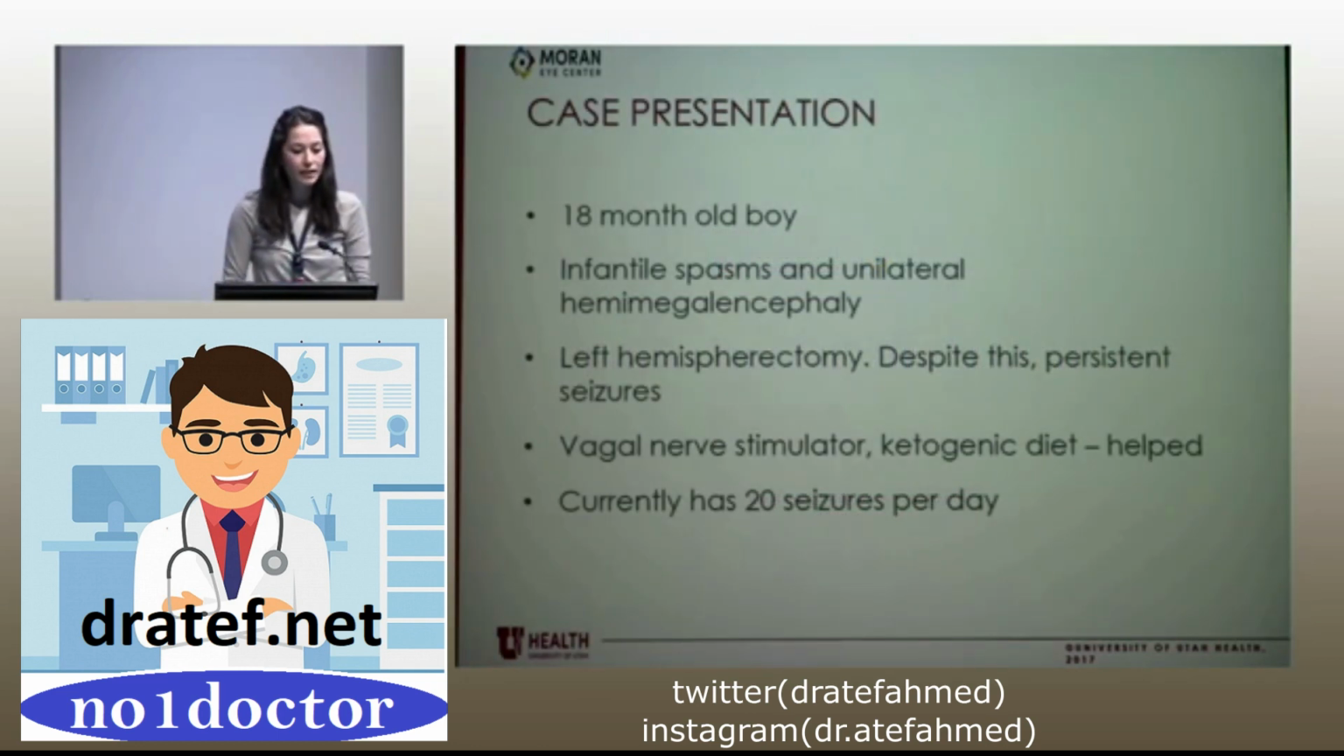So this is an 18-month-old boy who at birth developed infantile spasms and was noted to have unilateral hemimegalencephaly, which is an enlargement of one cerebral hemisphere. He had a left hemispherectomy, but despite this, he had persistent seizures. After a vagal nerve stimulator and starting the ketogenic diet, this helped, but he still has about 20 seizures per day, which is better than about 100 that he was having before.